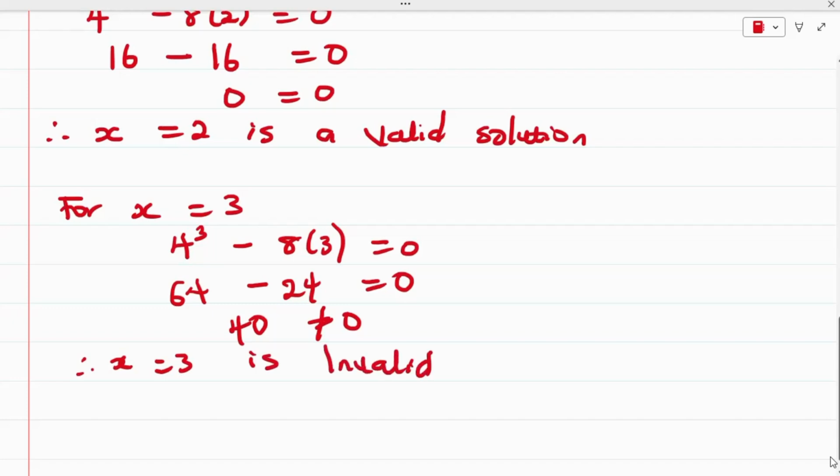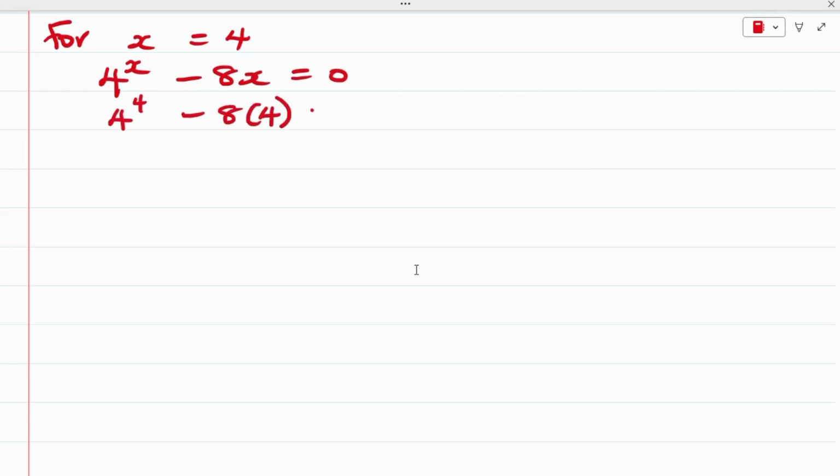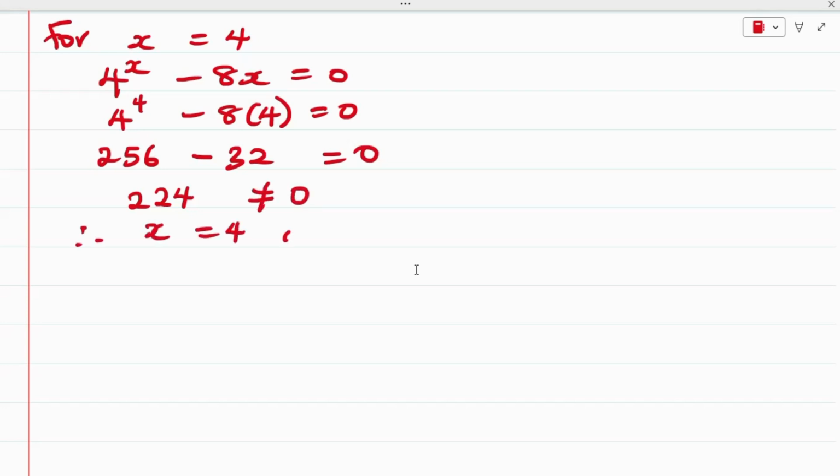So right here, guys, let's try x equals 4. For x equals 4, we have 4 raised to the power of x minus 8x is equal to 0. So we have 4 raised to the power of 4 minus 8 into 4. 4 raised to the power of 4 is given as 256, minus 8 multiplied by 4 is going to give us 32. Okay, so 256 minus 32, we have 6 minus 2 is 4, 5 minus 3 is 2, so we have 224, which is not equal to 0. So therefore, x equals 4 is invalid.